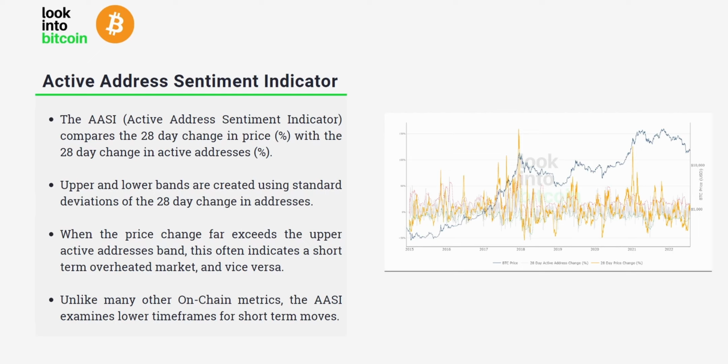Once we have these 28-day price change dipping far beneath this lower band of active addresses, this usually indicates a short-term bottom in price. Unlike many other on-chain metrics, the AASI actually examines lower timeframes for short-term moves as opposed to big macro swings. This can be used for more short-term daily or weekly trading and investing.